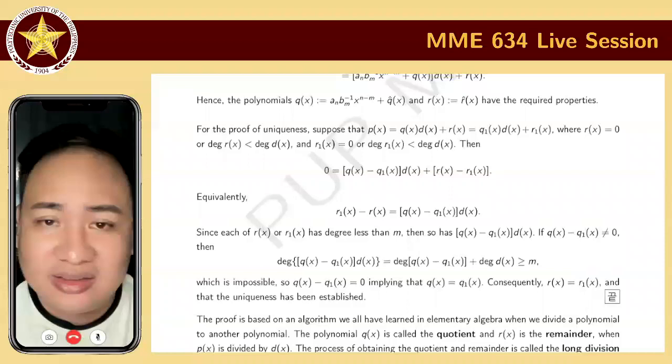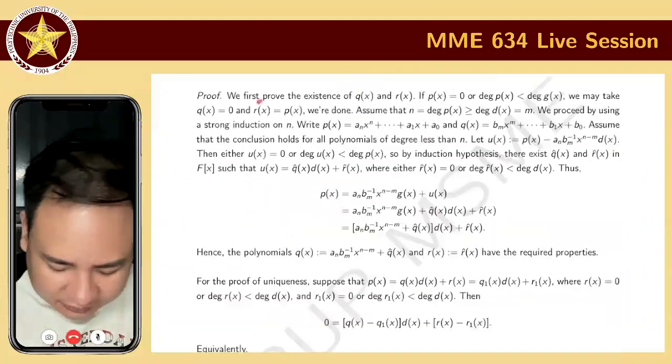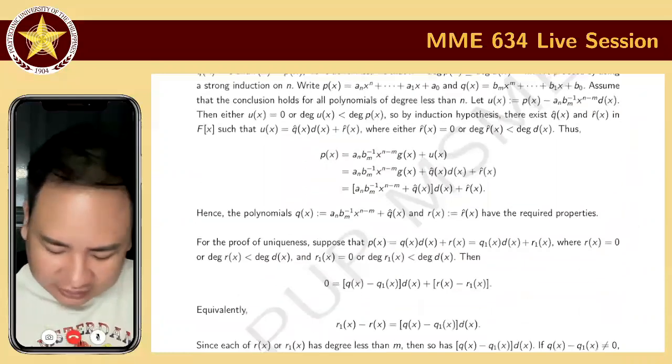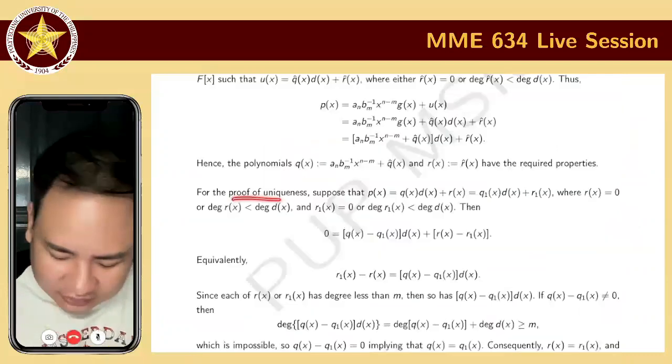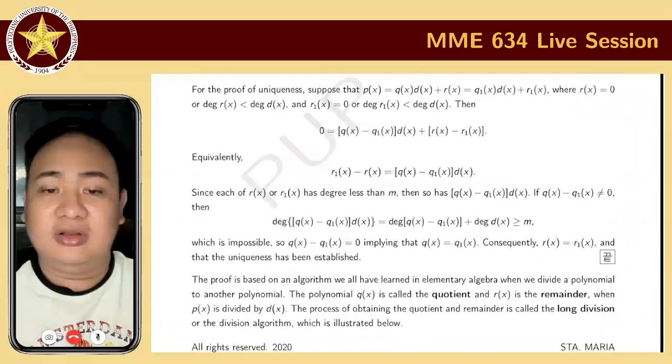Ito naman yung proof of uniqueness, proof of existence. Okay, in existence, we use induction. Yung uniqueness, ginamit nga yung inequality na to prove the uniqueness, to force uniqueness. And as always, ang tawag natin dito ay quotient at remainder.